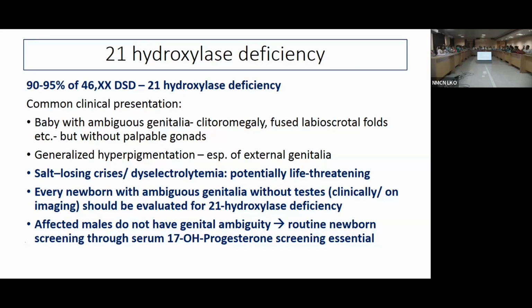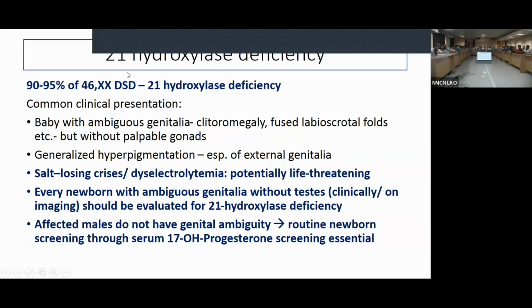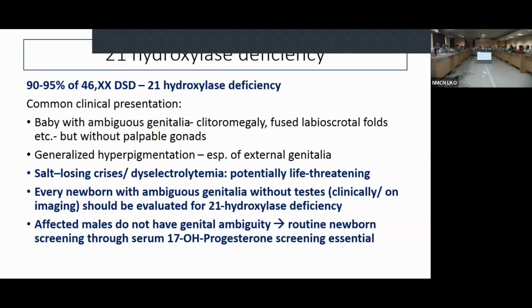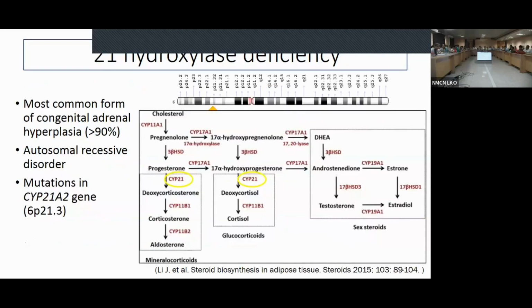And please also remember that affected males with 21-hydroxylase deficiency do not have ambiguous genitalia. So you will miss those cases. Hence, it is absolutely essential to do routine newborn screening through serum 17-hydroxyprogesterone assay for every newborn, because in a female child, you will pick up because of the genital ambiguity, whereas in a male child, there will not be genital ambiguity in 21-hydroxylase deficiency. They can subsequently have precocious puberty-like features, but they will not have genital ambiguity, and you will miss those unless you do the routine newborn screening. So please remember to do that in each and every newborn.